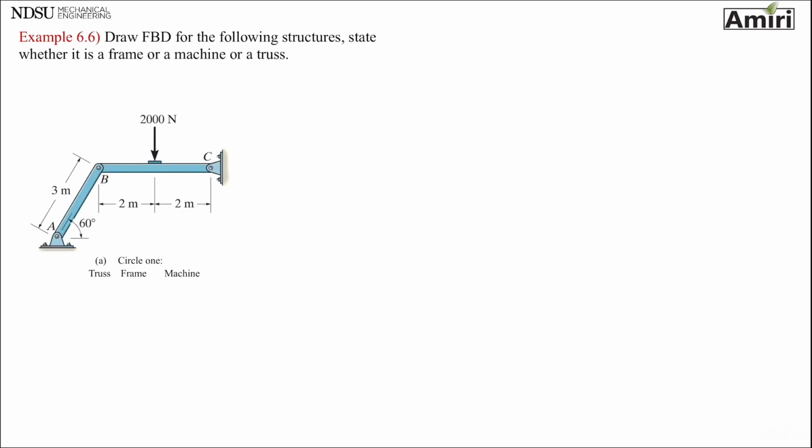Okay, let's look at another one. This one looks like a truss, but it's not a truss for two reasons. First of all, I don't see any triangle. Remember, a simple truss started with a triangle, so it had three members. Second of all, AB is a two force member, but BC is a three force member.